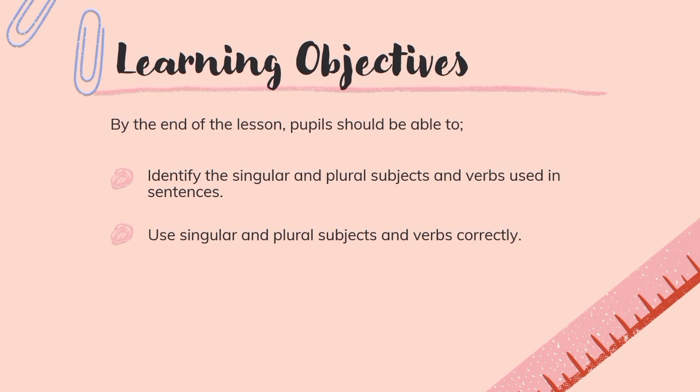Learning objectives for this lesson. By the end of the lesson, pupils should be able to identify the singular and plural subjects and verbs used in sentences. Number 2, use singular and plural subjects and verbs correctly.